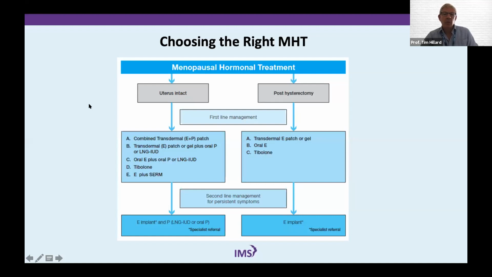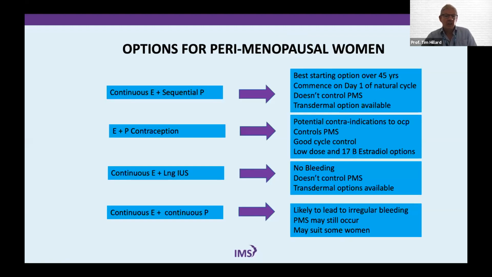The continuous estrogen together with the levonorgestrel IUS is another excellent option, particularly if the woman already has a levonorgestrel IUS in for contraceptive or bleeding control. Then you just need to literally add in the estrogen and titrate the dose accordingly. The main advantage of this is it's no bleeding, or usually not much bleeding. It doesn't necessarily control PMS, but you can add an estrogen of your choice again. So you could use transdermal estrogen very nicely with this without any other problems.